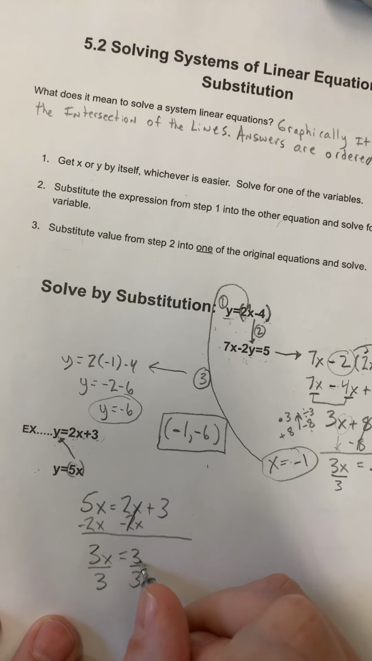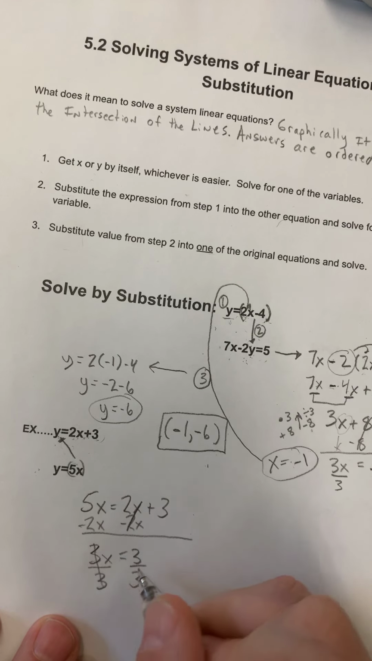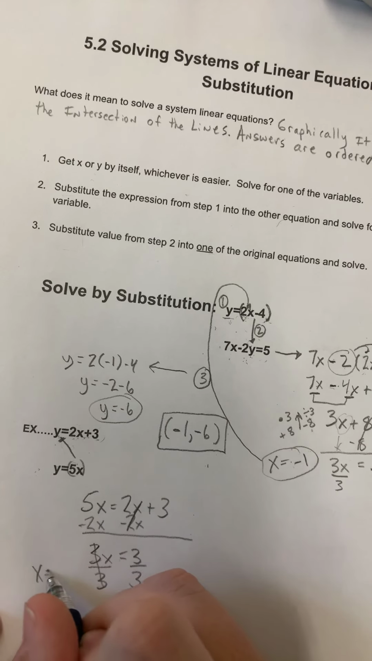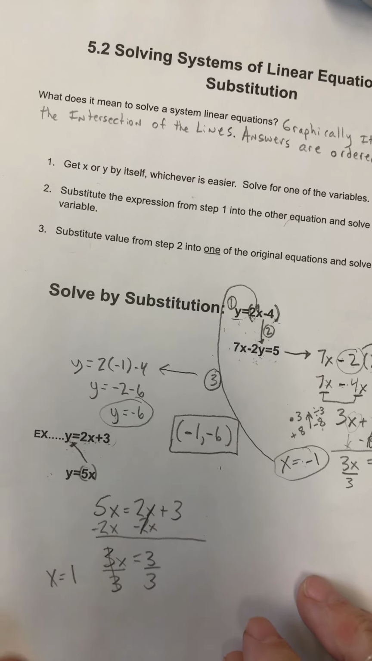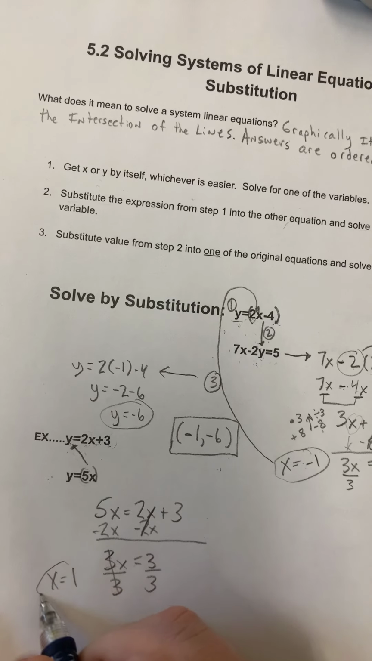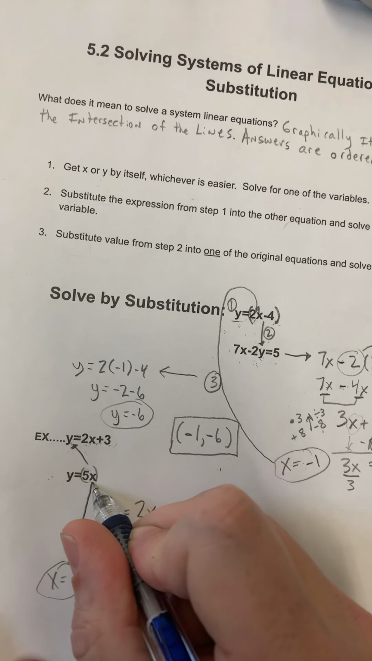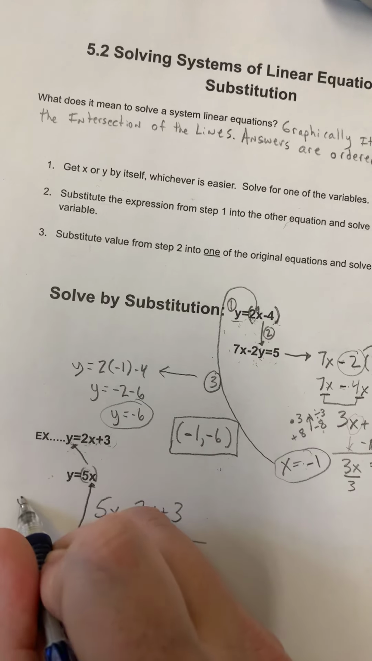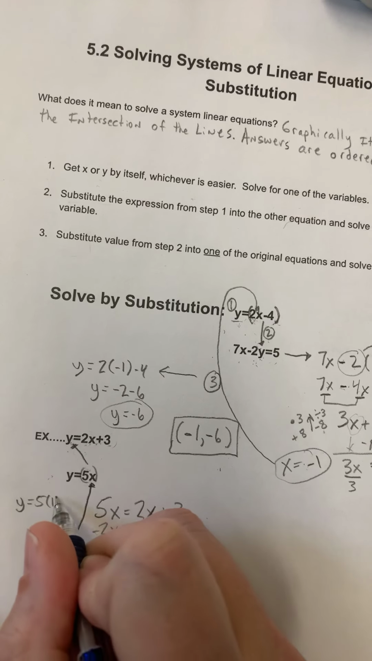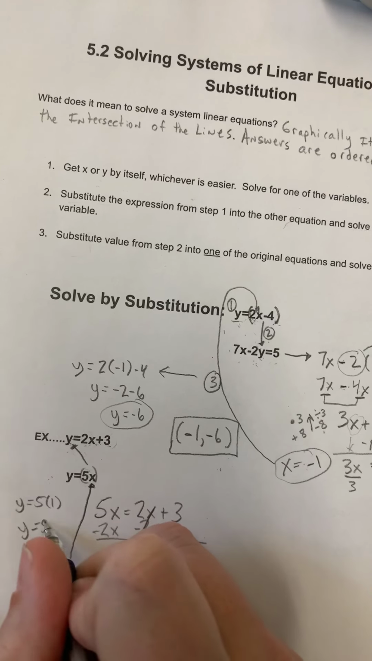3 times what number is 3? Well, I could divide both sides by 3. X then would equal 1. There's one piece of the puzzle. To find out what y is, I'm just going to put it in right there. Y is equal to 5 times 1. Y is equal to 5.